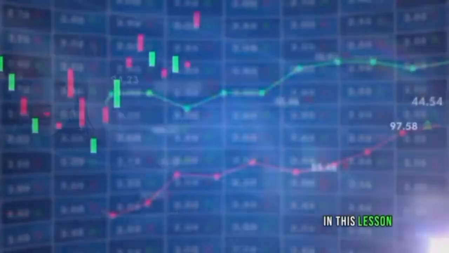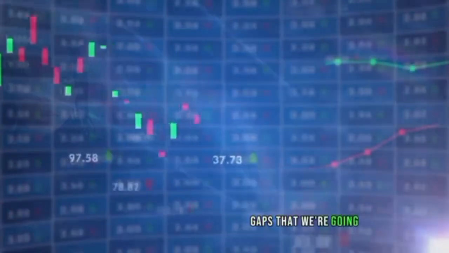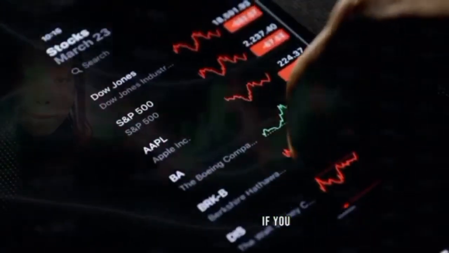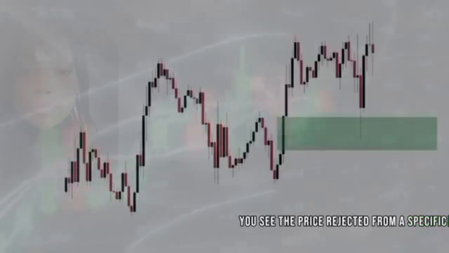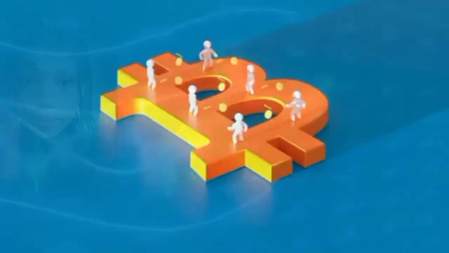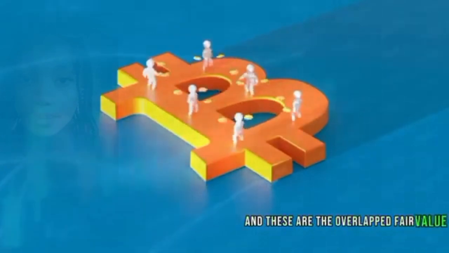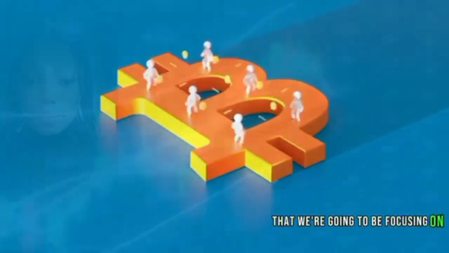So in this lesson, the main fair value gaps that we're going to focus on would be our overlapped FVGs. If you look at this reaction right here, you see the price rejected from a specific point. And if you cut through the candles and look to the left, you'll see that there was a shelf present. And these are the overlapped fair value gaps that we're going to be focusing on.